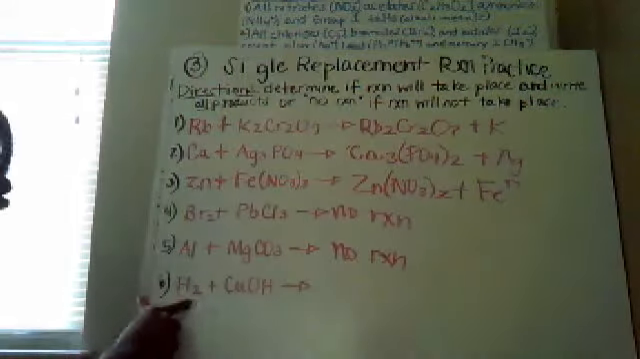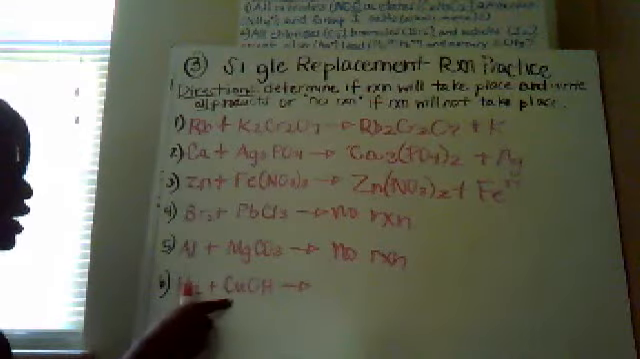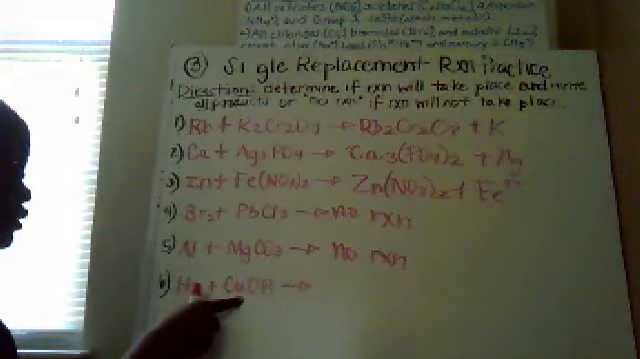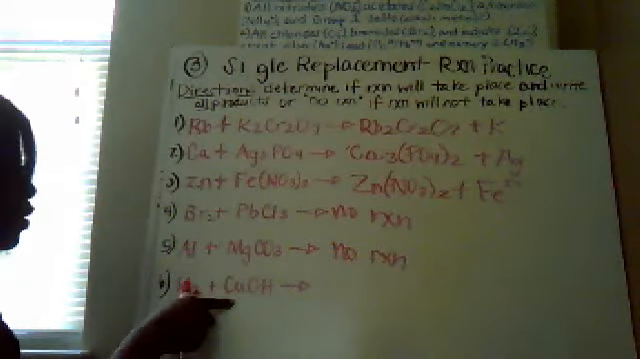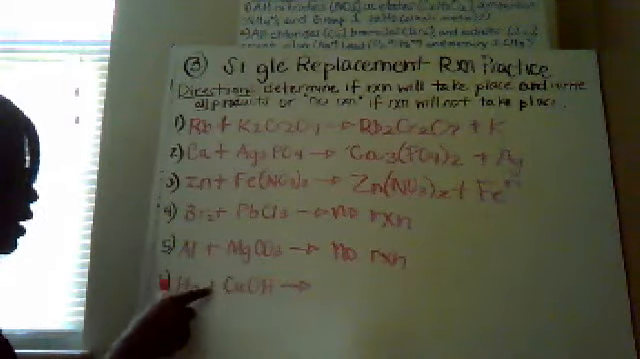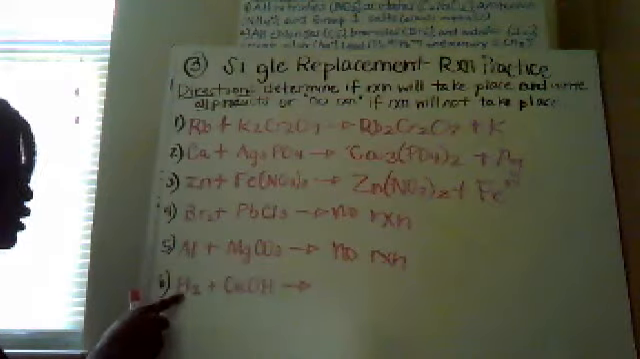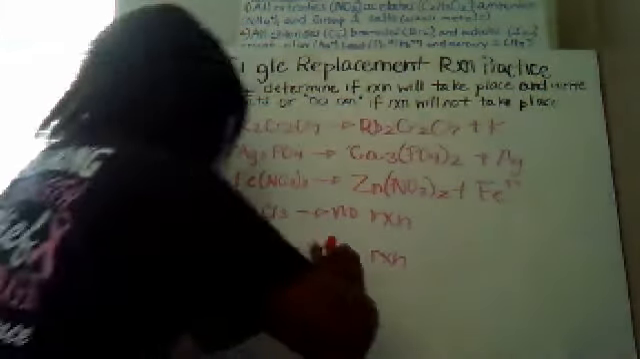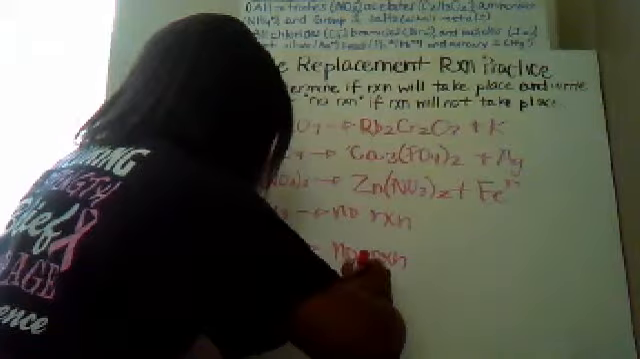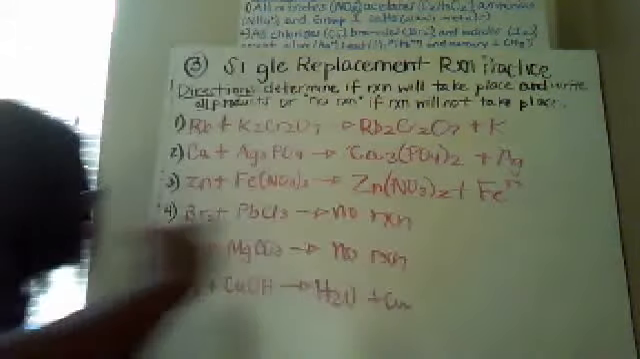And then we have H2, which is hydrogen gas, plus your copper hydroxide. With the copper hydroxide, the copper is below the hydrogen, so the hydrogen can't replace the copper. So you actually get water and copper.